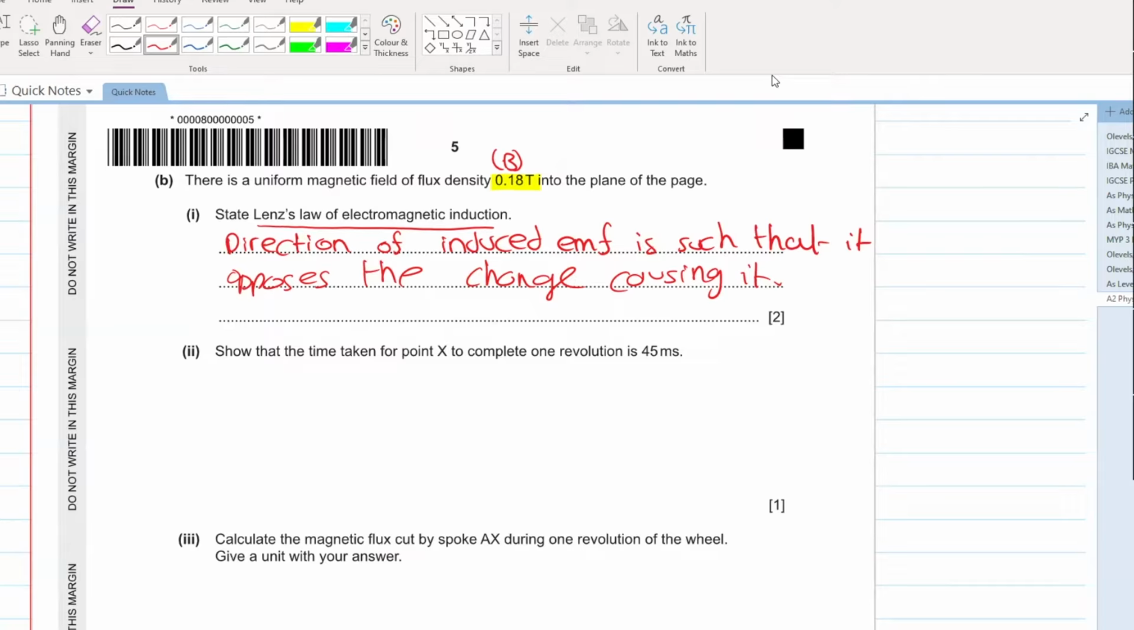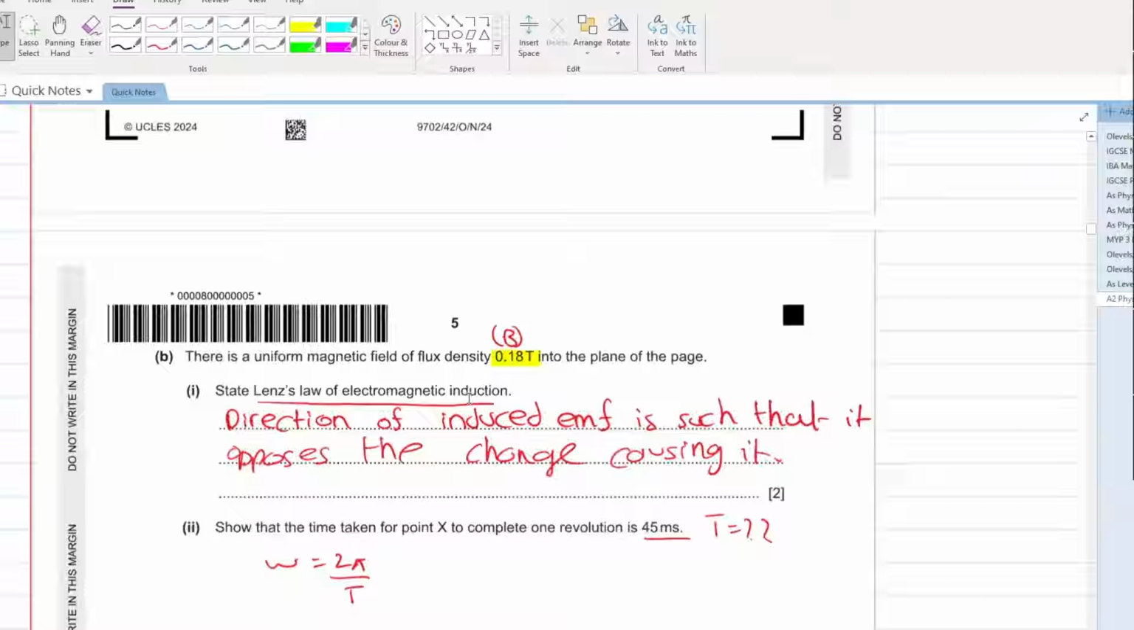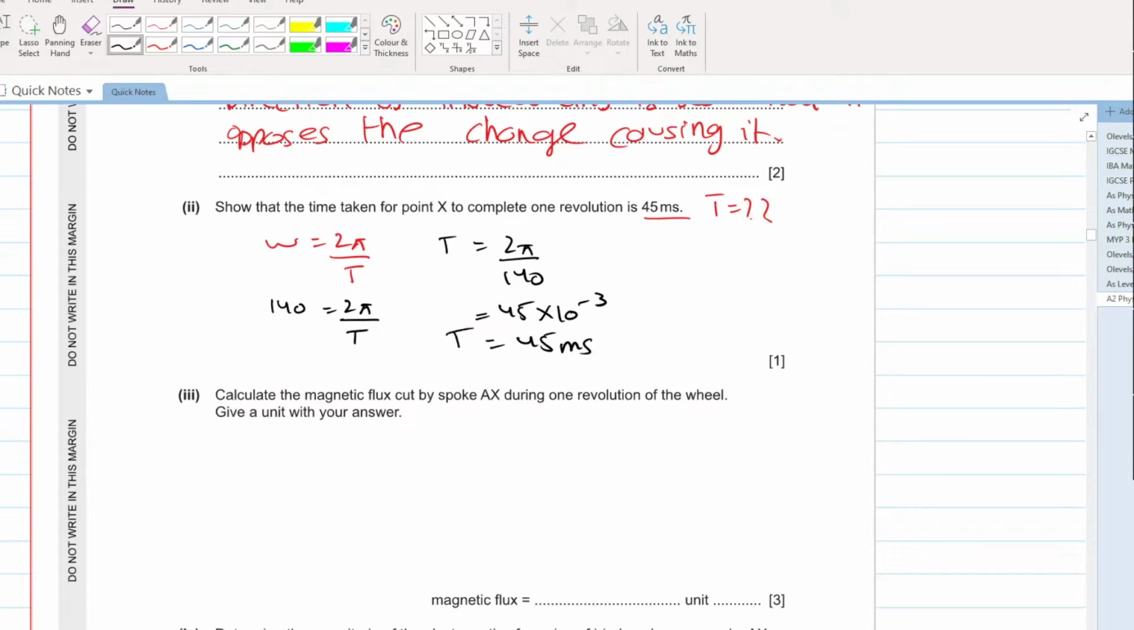Now state the time taken for point X to complete one revolution. You have to calculate the time period. You know W is equal to 2 pi over T. Do you have the value of W? Your W value is 140. Place 140 here: 140 is equal to 2 pi over capital T. Time period comes out to be 2 pi over 140, which is 45 into 10 raised to the power of minus 3, equal to 45 milliseconds.